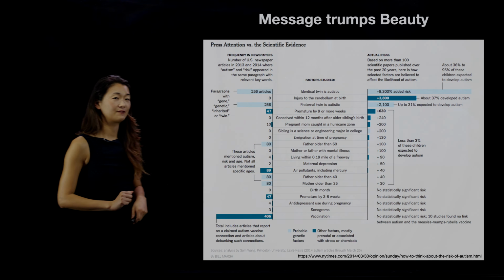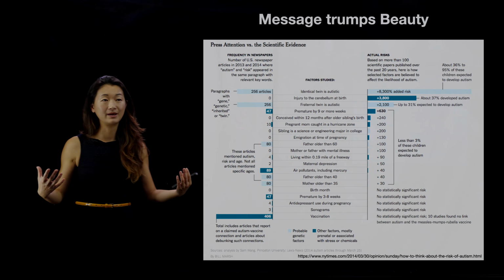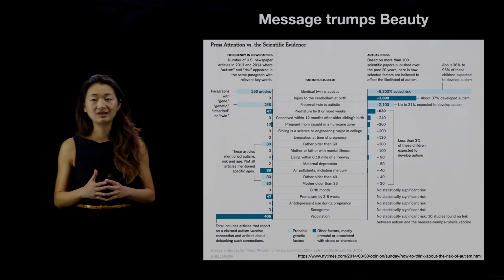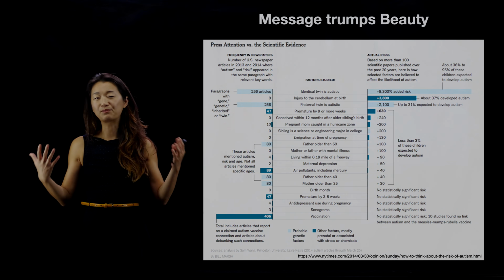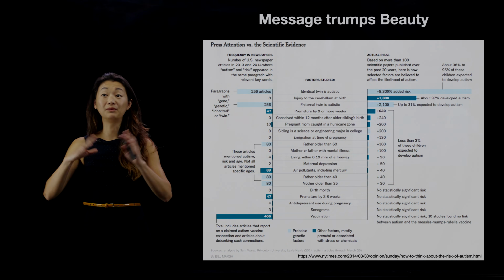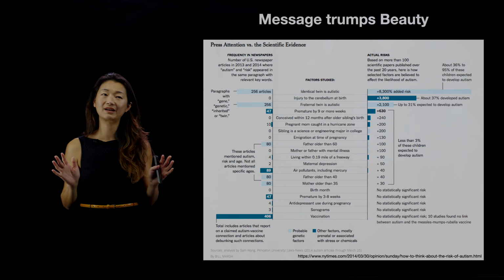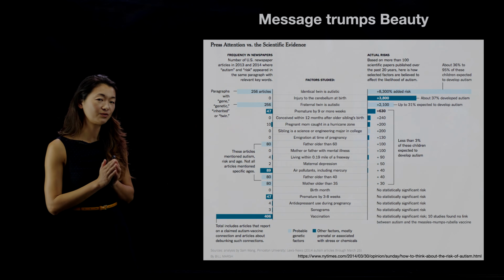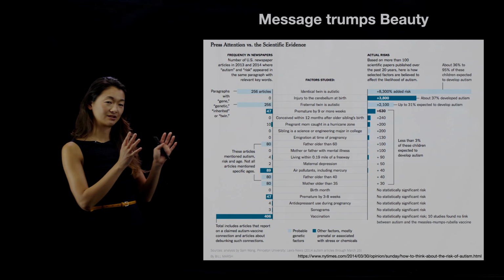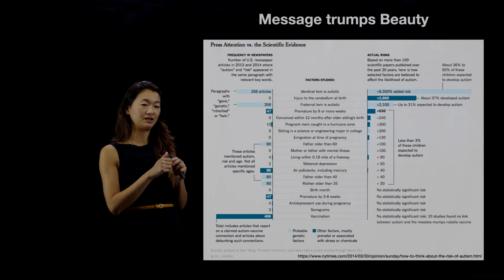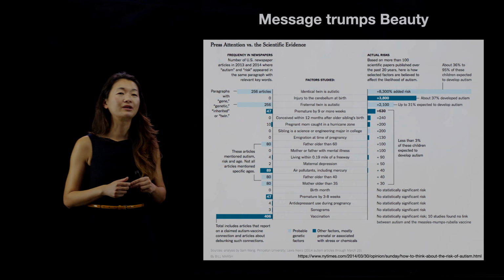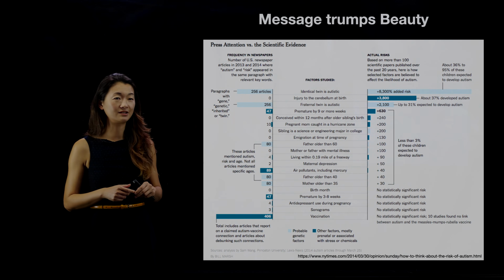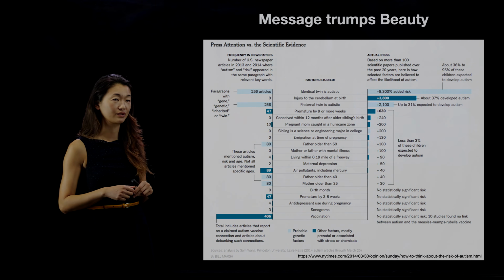Another thing that I wanted to emphasize is this mantra that message trumps beauty. You've probably seen lots of really pretty graphics before, lots of people making really beautiful infographics, and I'm a huge fan of those. But one of my favorite data visualizations is actually this following one, which came out in the New York Times, looking at press attention of autism versus the scientific evidence of actual risk of autism.